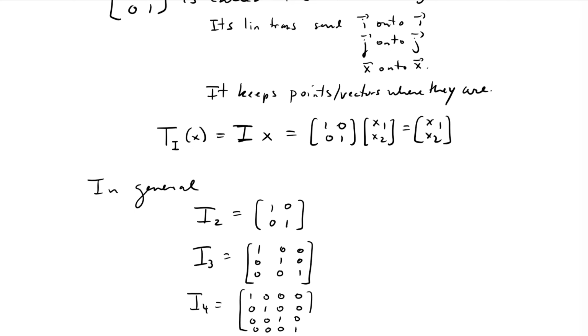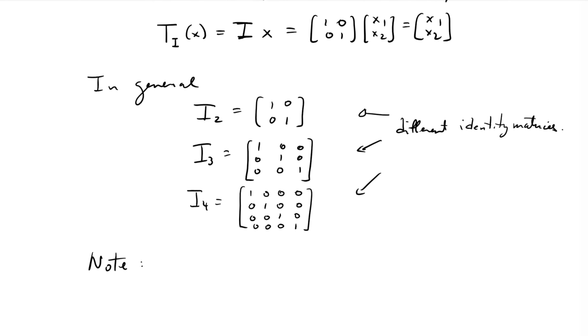Okay. Those are different identity matrices, and they are square matrices. They have the same number of rows and columns. Identity matrices. And a property of identity matrices, like I said, is that they keep things where they are. So if you do I2 times x, you get x. If you do I3 times x, you get x again. Of course, here x would be a vector of length 2, and here it would be a vector of length 3.